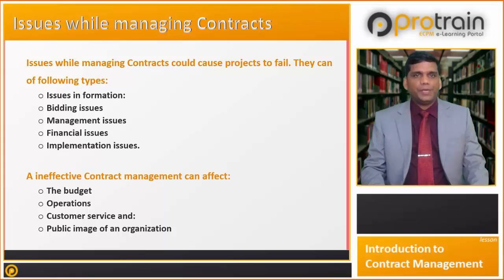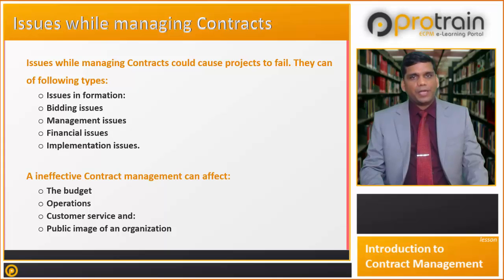Let us see what the bidding issues are. Inadequate assessment of qualifications of bidders such as experience, technical expertise, financial standing, human resources, and so on. Collusion between bidders is also an important bidding issue. For example, lowest bidders withdraw their bids and are later found as subcontractors to the awarded and more expensive bidder.